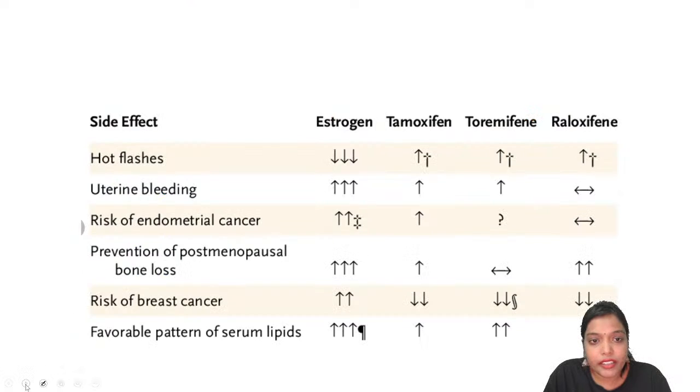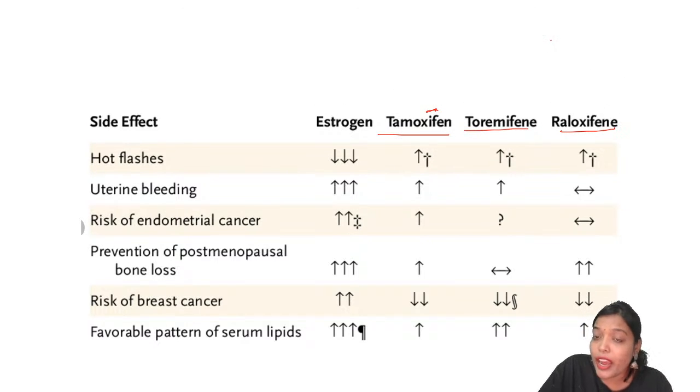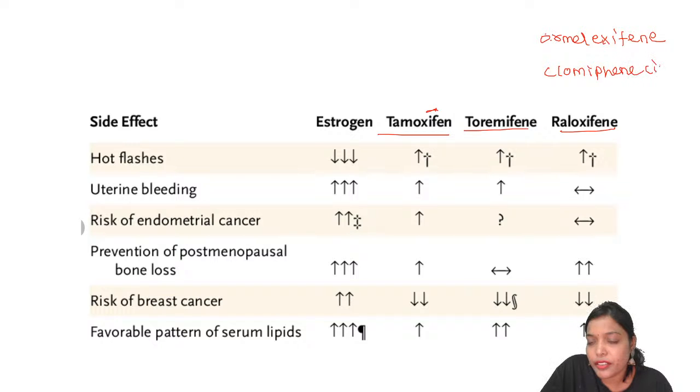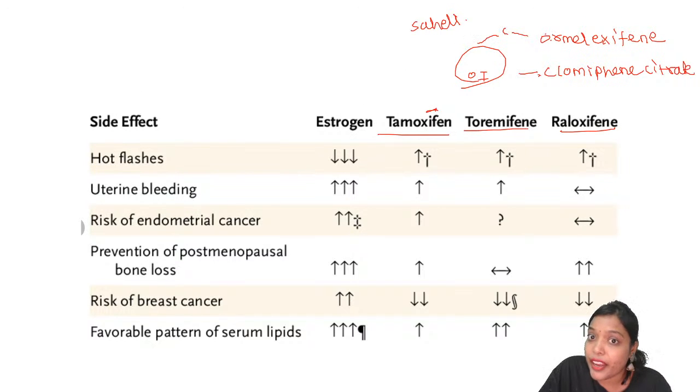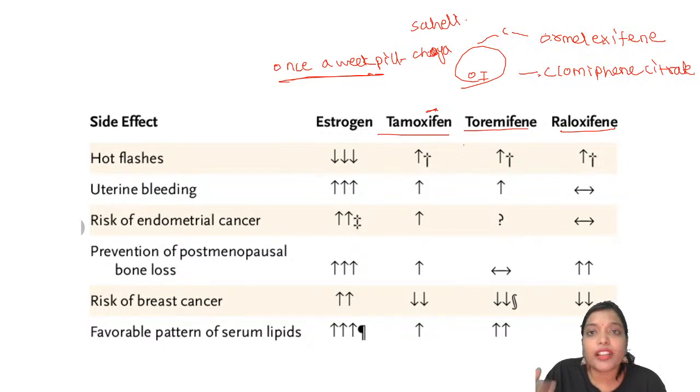Now let's see about the other SERMs also. We have tamoxifen, toremifene, raloxifene. We also have ormeloxifene and we also have clomiphene citrate. Clomiphene citrate is used for ovulation induction, whereas ormeloxifene is used as Saheli for emergency contraception, or we can use ormeloxifene as Chaya. What is Chaya? Nice names, no? Chaya, Saheli. Chaya is used as a once a week pill. Those are the other two SERMs.